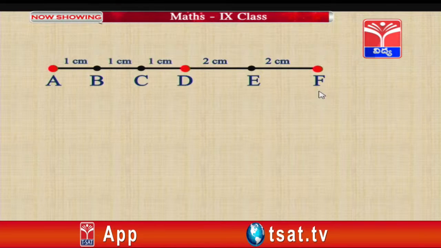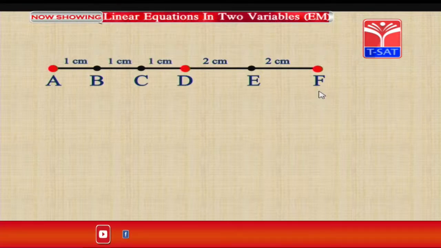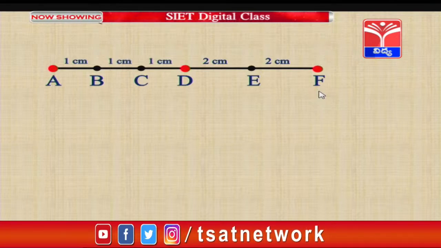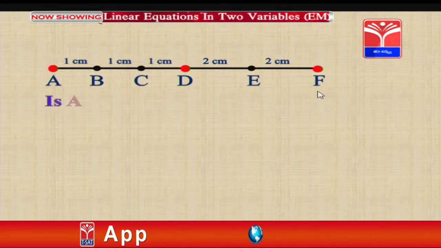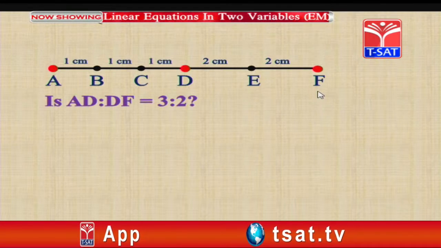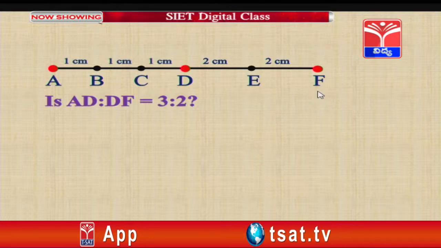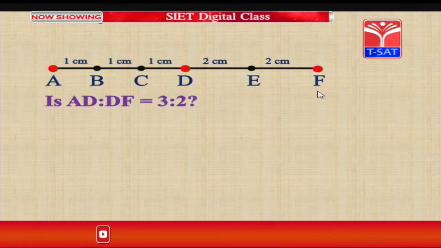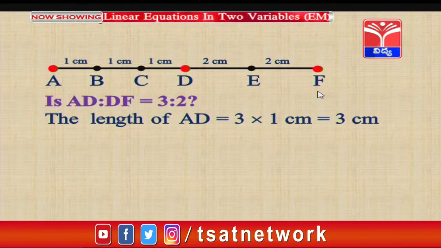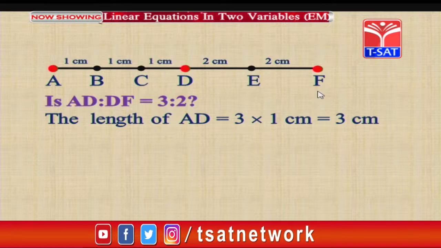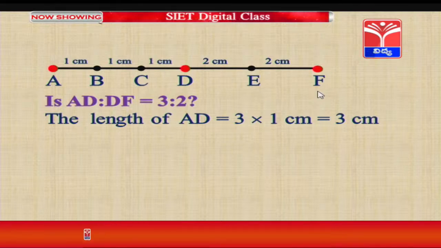In such cases, how do you find the ratio? To find the ratio here, we take the number of parts into the length of each part into consideration. Can you say now, is AD is to DF equal to 3:2? Please see, the length of AD is equal to 3 parts and each part is 1 centimeter, that means 3 into 1, how much is it?